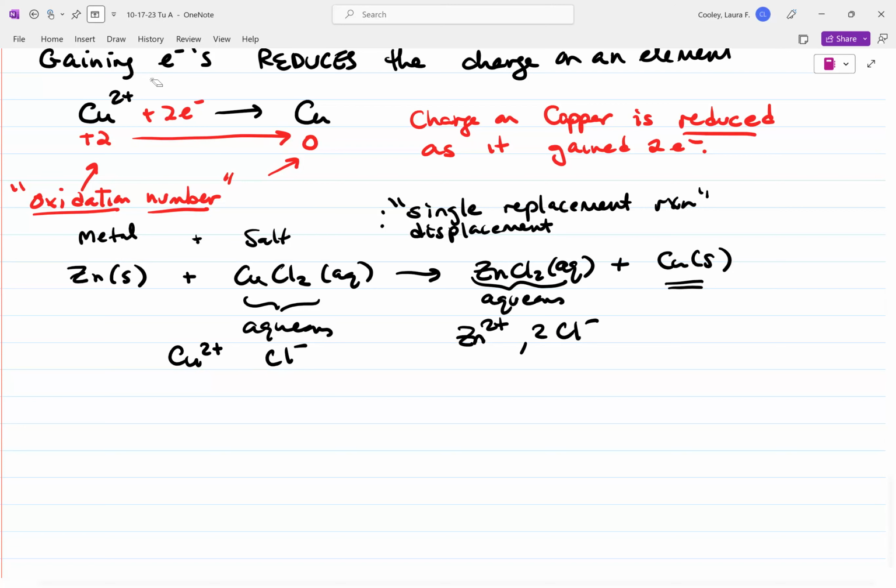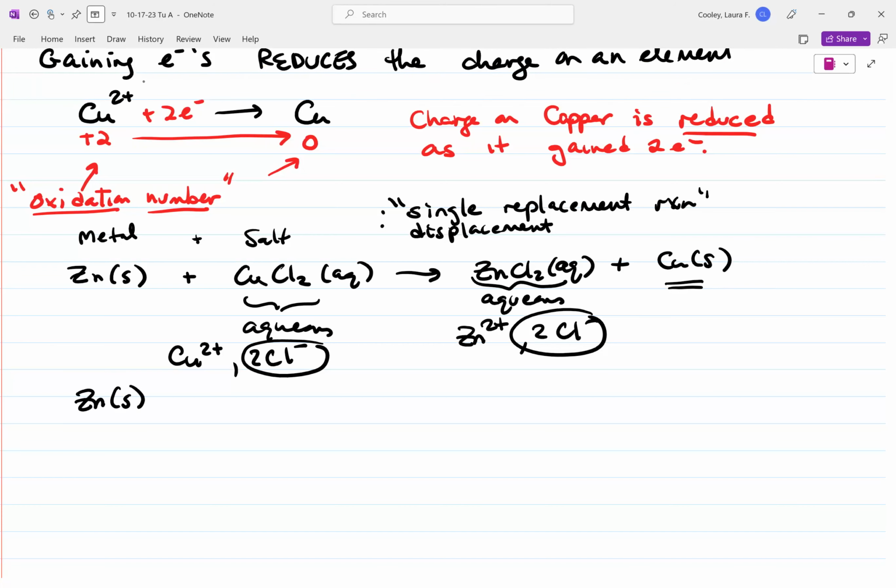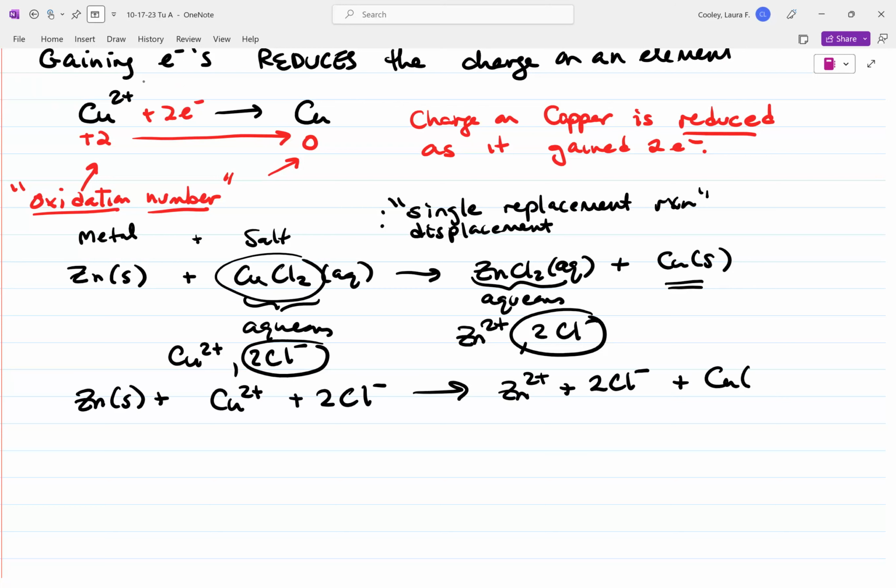So I have these two chlorides here on both sides of the equation, okay? And since they're not really involved, I could kind of cancel them out. So I could write this as zinc solid plus copper ion plus 2 chloride ions, because that's what this is, goes to zinc ion and 2 chloride ions plus copper. This is actually doing the net ionic equation, which is not something I'll require you to be able to do, but I just want you to see that when you do this, what you end up with is sort of the essence of this reaction.